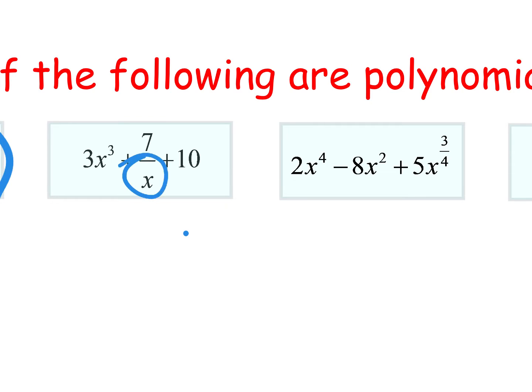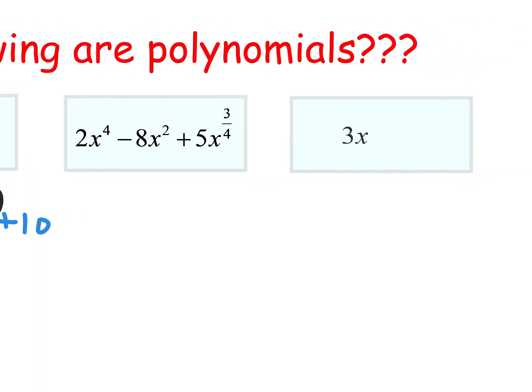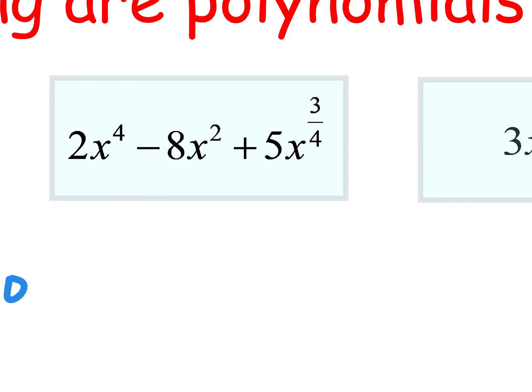That x is weird. And here's why specifically you can't do that, because here's what it really would be. 3x to the 3rd plus 7x to the negative 1 plus 10. Did you know that this means 7x to the negative 1? You can't have negative powers or the thing isn't a polynomial. Typical test question. They go, is this a polynomial? Explain why or why not. The powers can't be weird. You can't have negative powers. You can't have fraction powers.